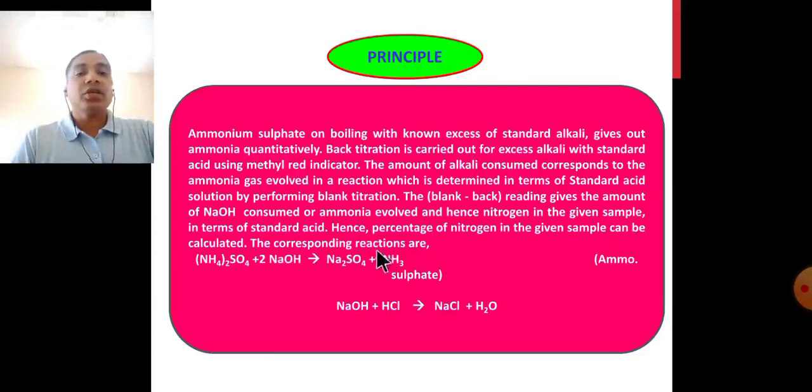The corresponding reactions are: ammonium sulfate, when sodium hydroxide is added, ammonia is evolved and sodium sulfate is formed. Then NaOH plus HCl forms a salt and water, that is a neutralization reaction, an acid-base reaction.